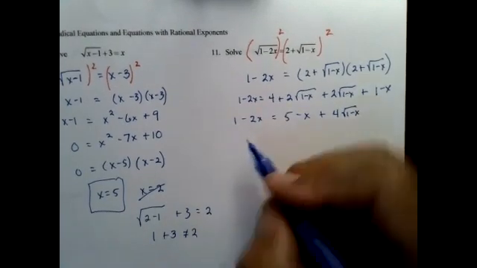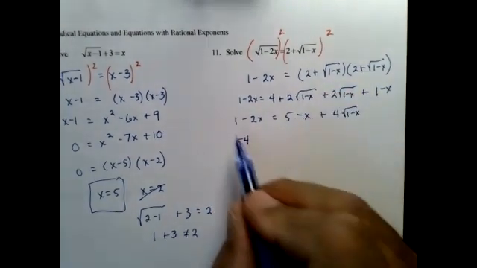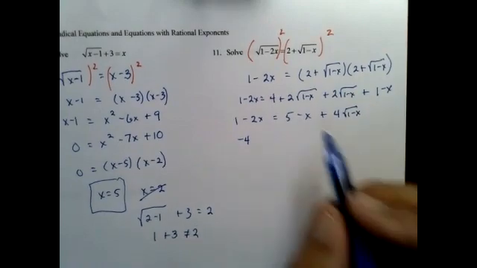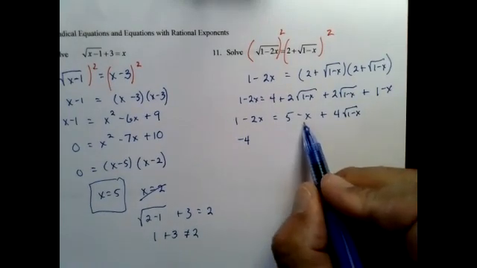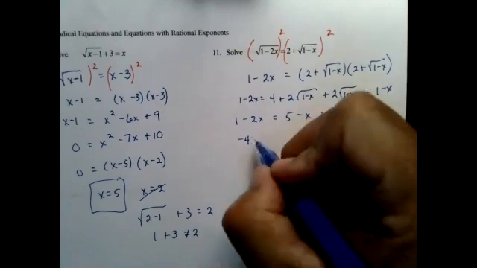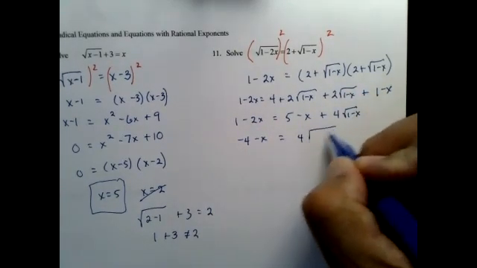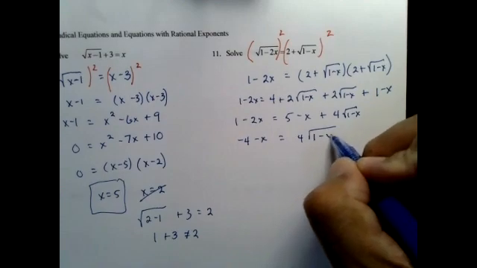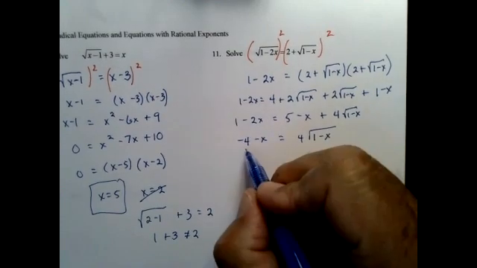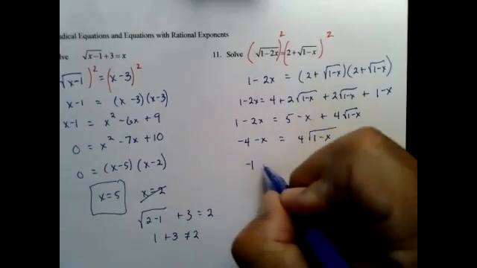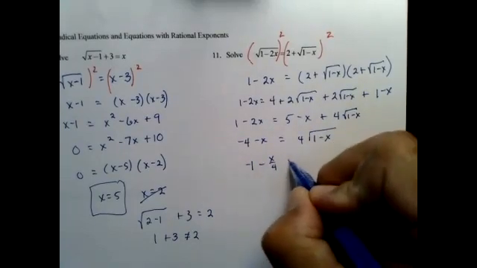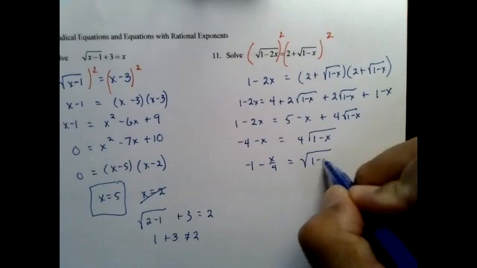So I'm going to send 5 over. That's -4 when I subtract 5 from both sides. I'm going to add x. When I add x to this, I get -x equals 4 square root of 1 minus x. Divide by 4, and I get -x over 4 equals the square root of 1 minus x.